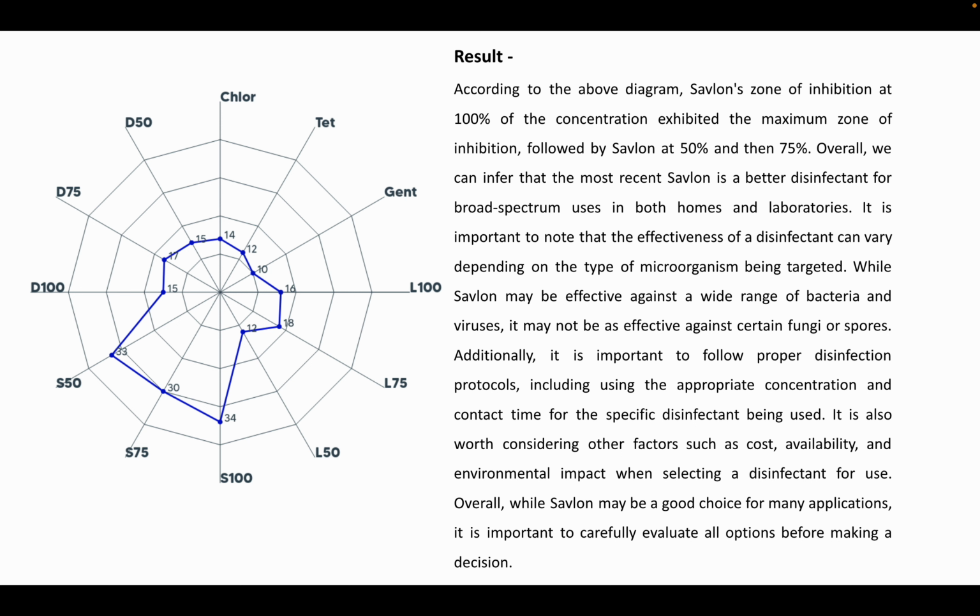a disinfectant for use. What kind of bacteria we are using the disinfectant on also plays a very important role. Not only bacteria, other kinds of microbes like viruses and fungi can also be taken under consideration. Overall, through our experiment, we have come to the conclusion that Savlon may be a good choice for many applications, but other considerations also have to be taken into account, like the different types of organisms that we are using.